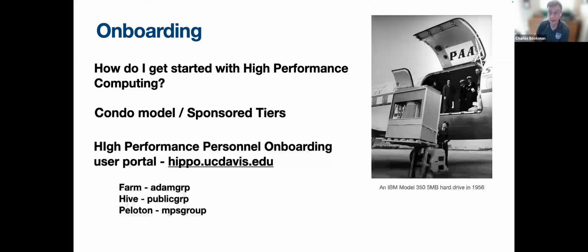Like I mentioned, we do have sponsored tiers. Right now, if you are interested in getting on board a sponsored tier, we do have a High Performance Personnel Onboarding user Portal. And that's a name they came up with at College of Ag. I'm not going to take responsibility for that. It's hippo.ucdavis.edu, pretty easy to remember.